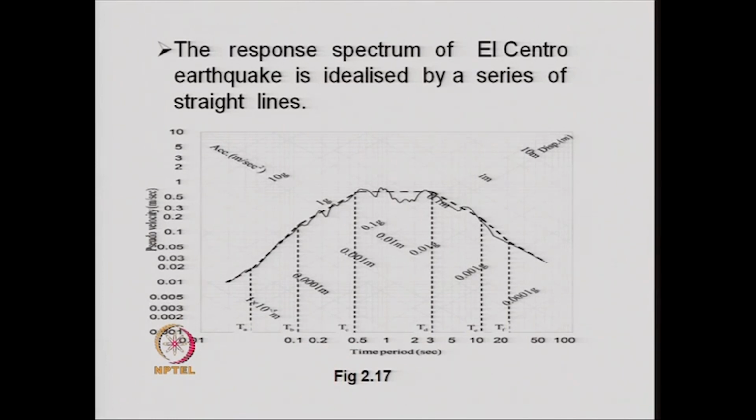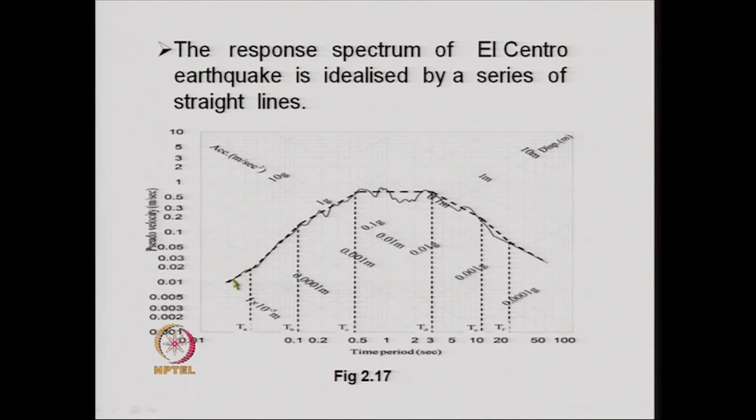Now, if we plot the different earthquake spectra in a tripartite plot and idealize them by straight lines, then we will get a similar kind of form, only the TA value, TB value, TC value, these values will be different for different earthquakes.